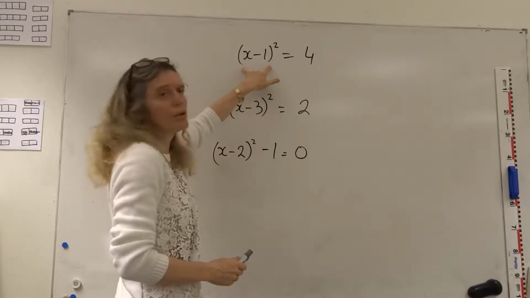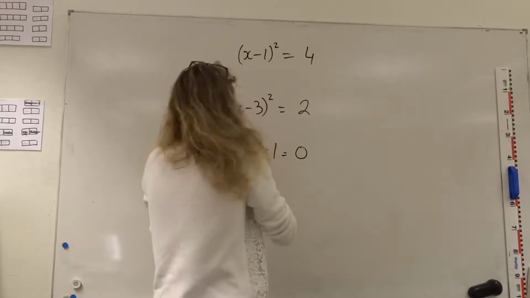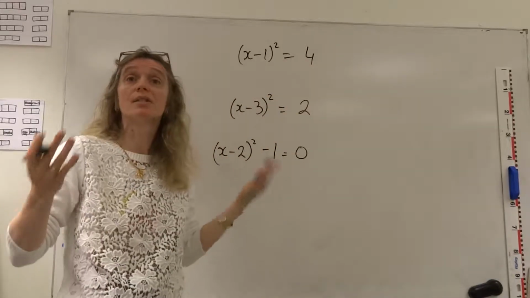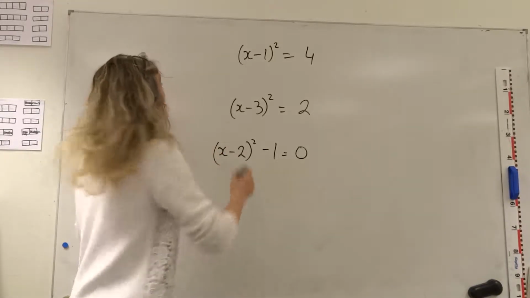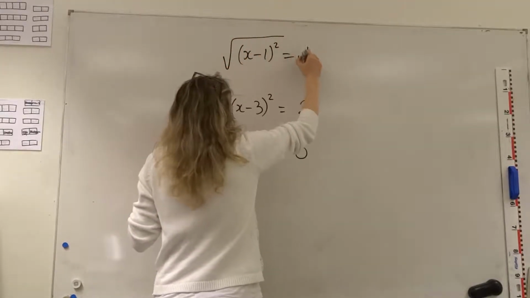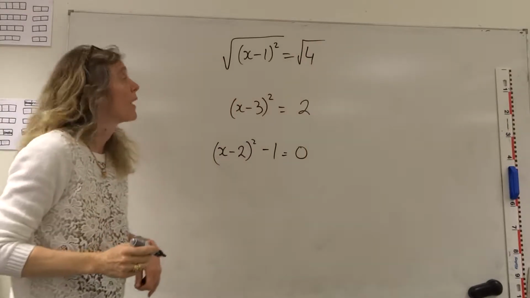(x - 1) all squared equals 4. So let's just take the square root of both sides, because as long as we do the same thing to both sides of the equation, we're allowed to do what we want. So square root all of that and square root all of that. What do we get then?